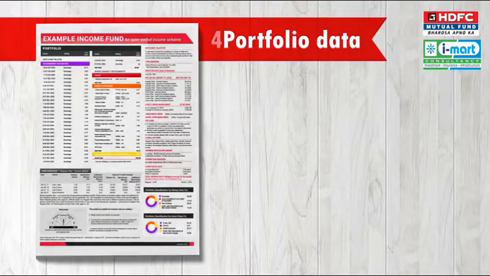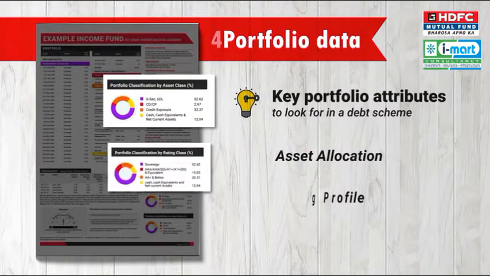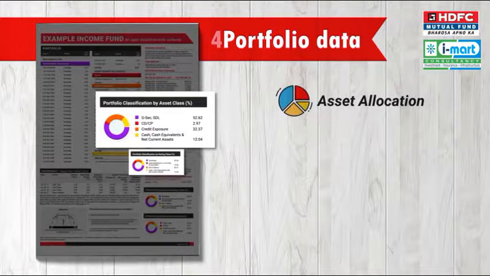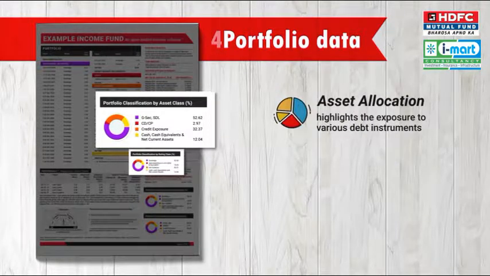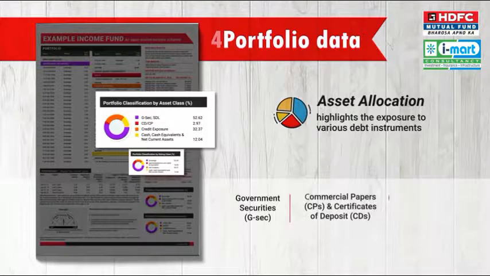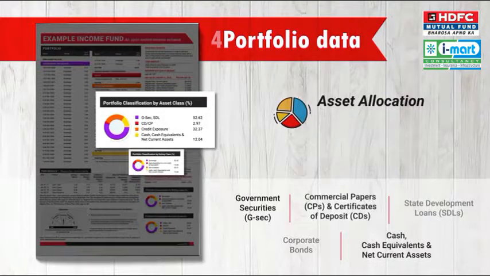Portfolio data. The key portfolio attributes to look for in a debt scheme are its asset allocation and rating profile. Let us understand what asset allocation entails. Asset allocation highlights the exposure to various debt instruments, such as government securities, commercial papers and certificates of deposit, state development loans, corporate bonds, cash, cash equivalents, and net current assets.